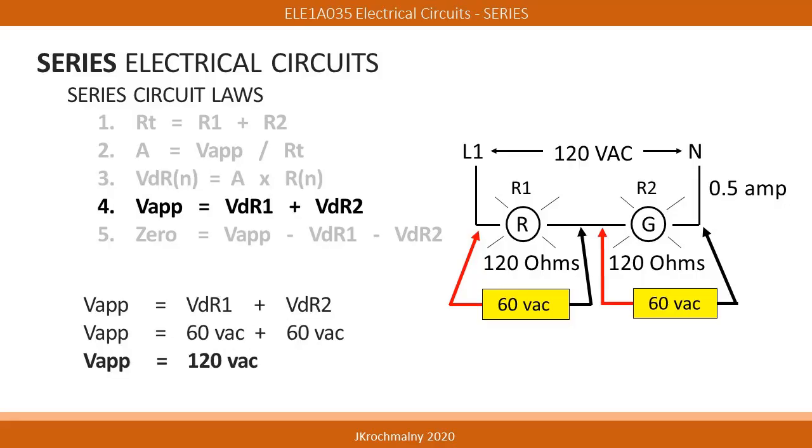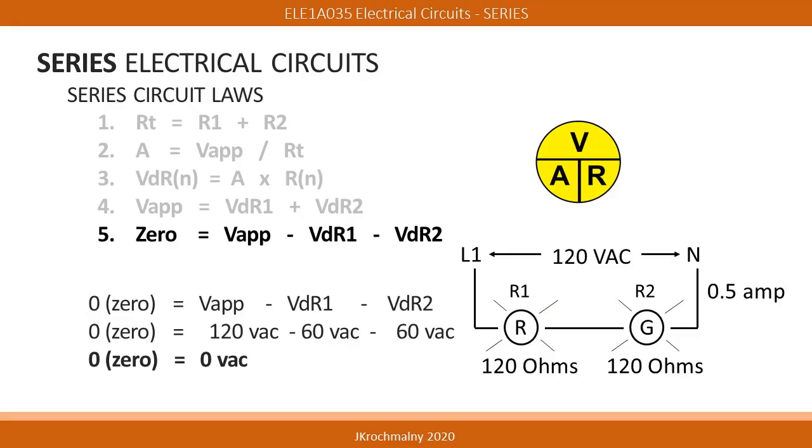The fourth law of series electrical circuits states that if we add together the individual voltages dropped across each load, it will equal the value of the applied voltage. Voltage applied equals voltage drop 1 plus voltage drop 2 plus voltage drop 3 plus however many other loads are in the circuit. In this slide, 60 volts dropped across the R1 load added to the 60 volts dropped across the R2 load equals the applied voltage of 120 volts.